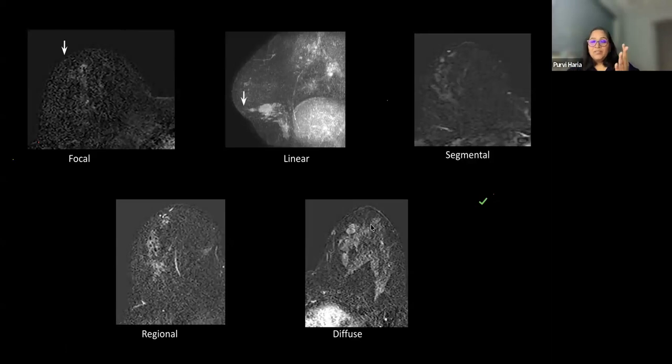diffusely involved. So sometimes these are the cases where it is less likely to be malignant. I definitely do not want to pass on a linear or segmental non-mass enhancement, but sometimes with diffuse enhancement I might just want to do a short-term follow-up.